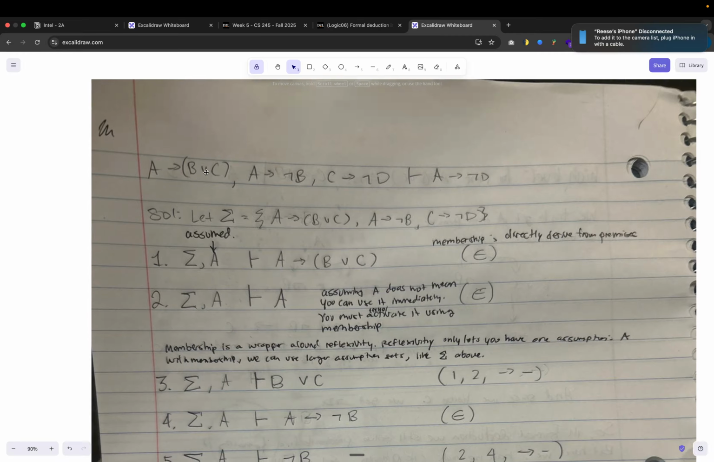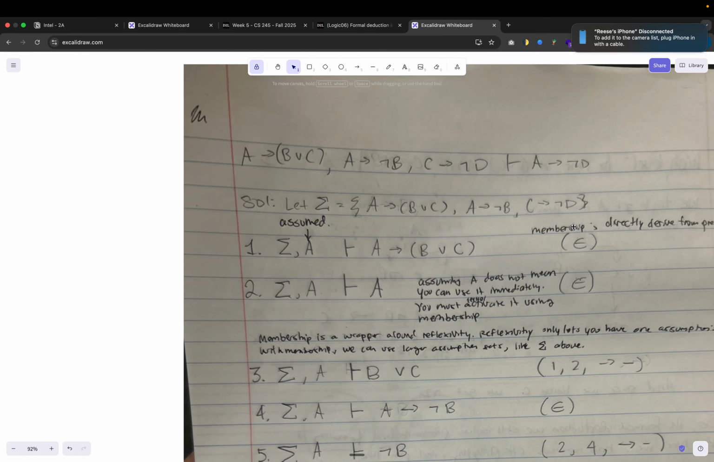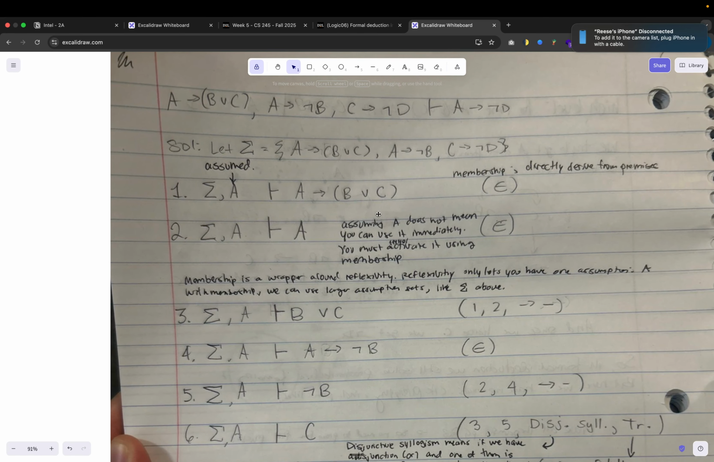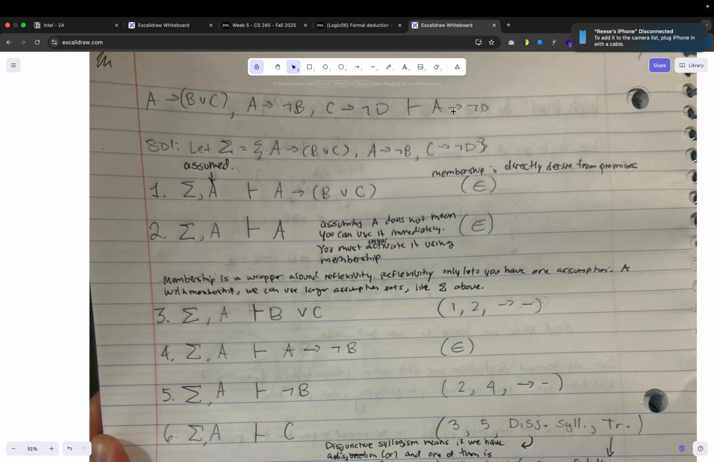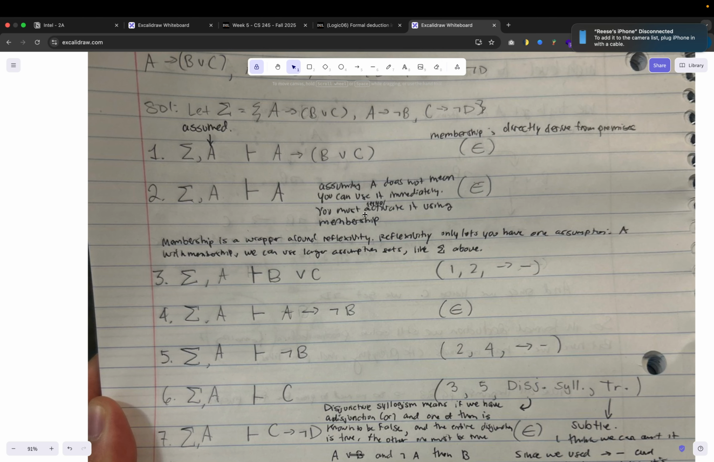So we have A implies B or C, A implies not B, C implies not D, and we want to deduce A implies not D. So once again, you see we have assumed A. We created the sigma and we assume A, and we pull out one of the members, this one, and we do the same kind of thing where we pull out A from the premises using the membership, and what I said here is we need to activate or derive it using membership.